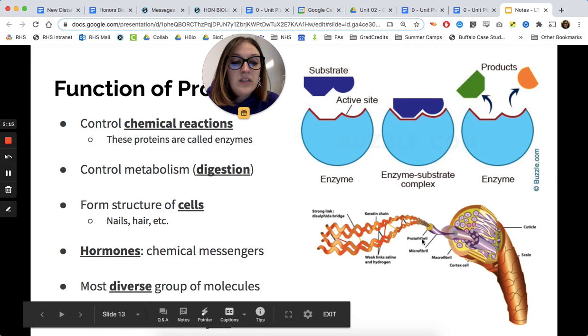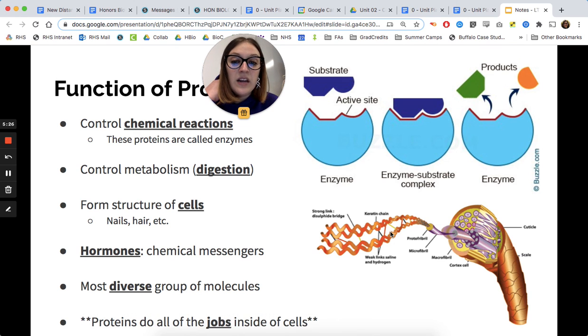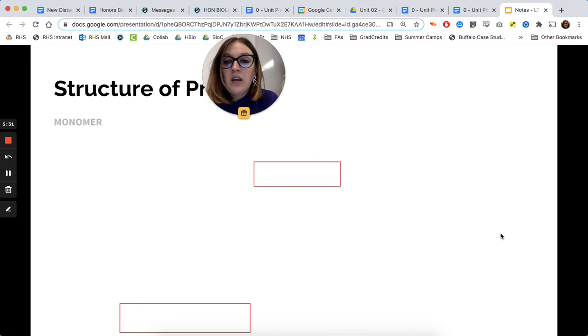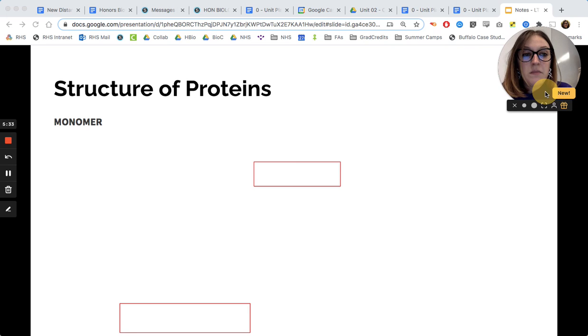Another picture here is the structure of a strand of your hair. If you were to look really, really close at your strand of hair, you would find that there are long proteins inside of your hair that make it stronger. It's called keratin.